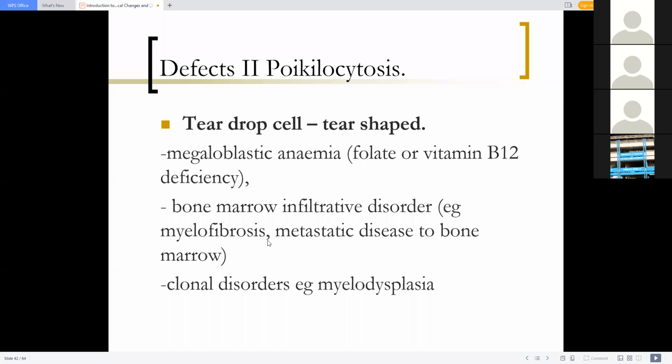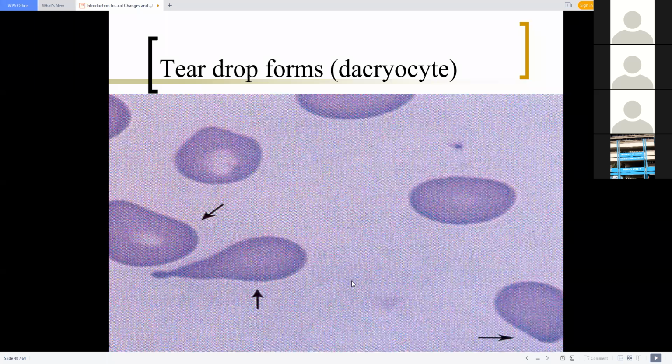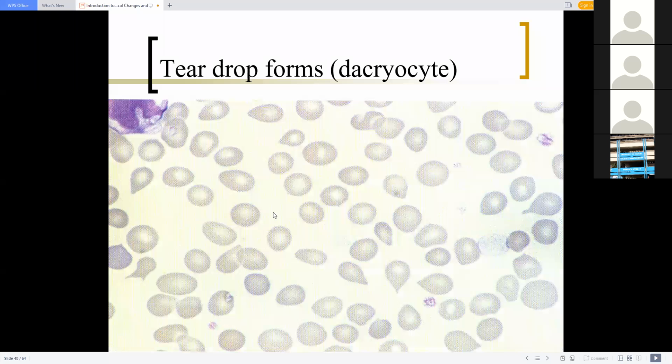They may also be seen in megaloblastic anemia. They may be seen in bone marrow infiltrative disorders like myelofibrosis, and they may be seen in many other cancer conditions, which we call clonal disorders in hematology, like myelodysplasia, right? So when we see teardrops, these cells that look like tears, like this big one here, these ones here, think of these various conditions, right?